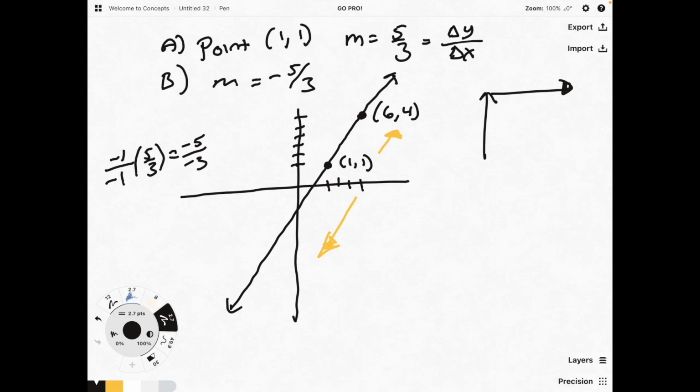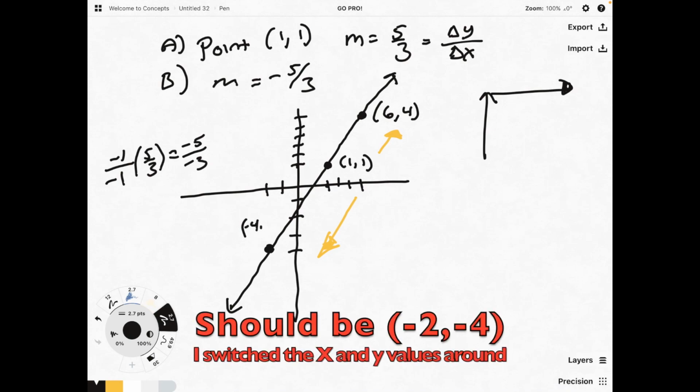So this is at 1, 1. So we're going to go 1, 2, 3, 4, 5. And now we're going to go over 3. So this is 1, 1. So 1, 2, 3. And that's going to give us this point right here. To check our work, we do 1 minus 5, which gives us a negative 4. And then we do 1 minus 3, which gives us a negative 2. And that's this point here.